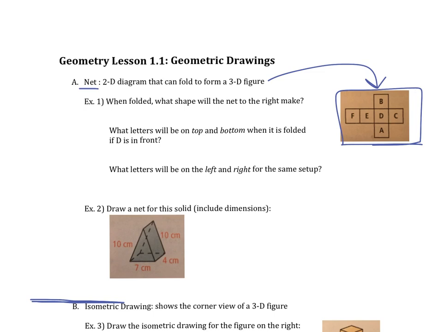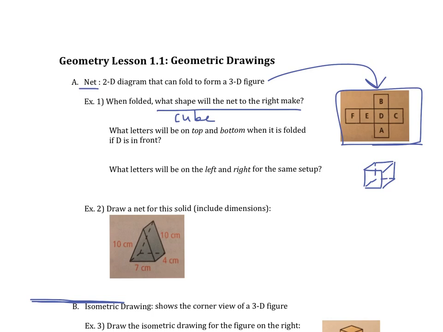So my first question, I already answered for you. When folded, what shape would the net at the right make? That's a cube. If you were to fold that all up, you would see something like this. And you don't need to be able to draw this yet, but I will teach you how to draw a cube eventually. So that is a cube.